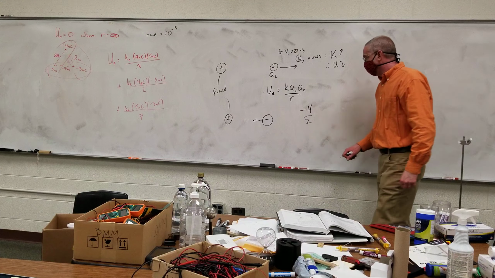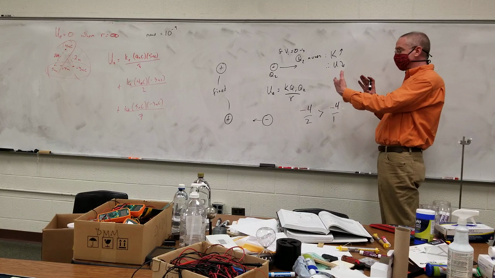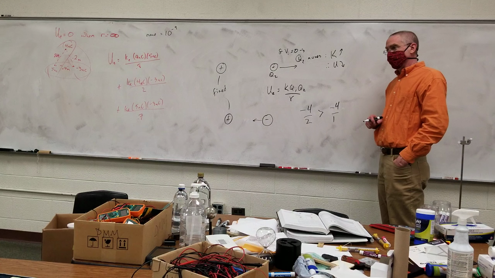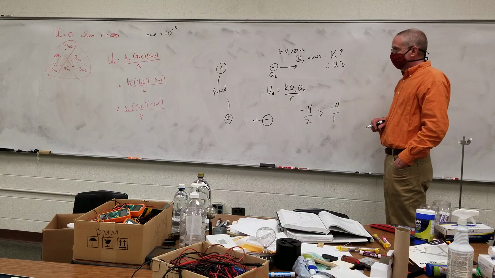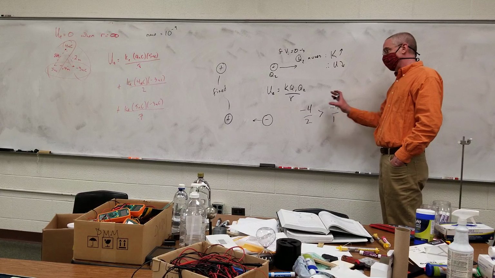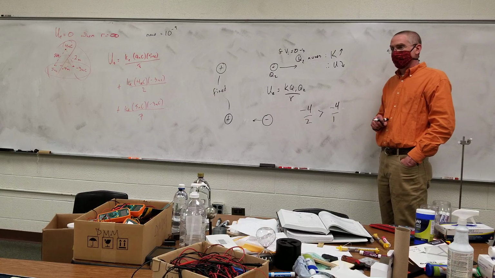Negative 4 over 2 is bigger in magnitude than negative 4 over 1. Because they're opposite charges, the potential energy decreases as they get closer instead of increasing. If they were the same sign charge, the potential energy would increase as you got closer, but because they're opposite signs, potential energy decreases, and that gets converted into kinetic energy. So we now have an explanation for why opposite charges will come towards each other from an energy point of view.